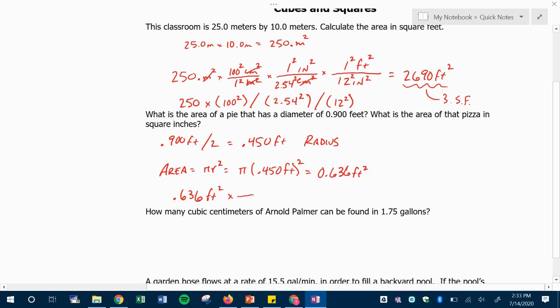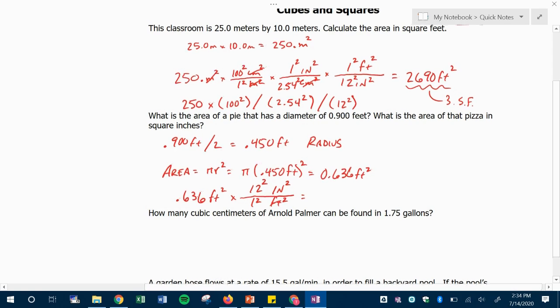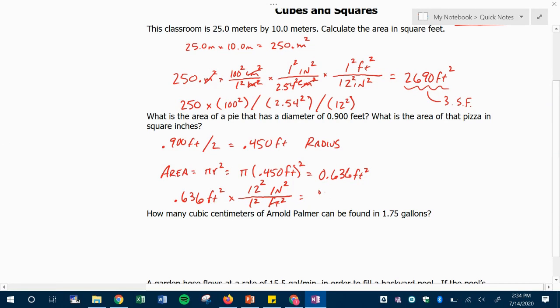And as we convert it to square inches, just like before, if we're trying to get to inches, inches would be on the top and feet on the bottom, so that the feet cancel. But since it's squared, remember we have to square everything. So it's 12 squared, 1 squared, inches squared, feet squared. Now as we plug this in, it should be 0.636 times 12 squared, which gives us 91.6 square inches.